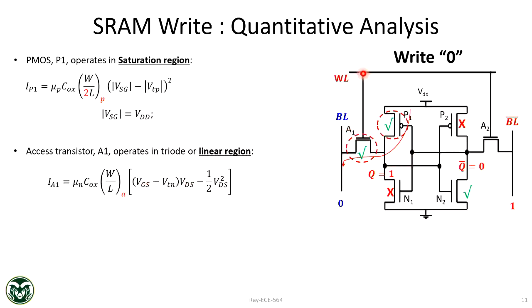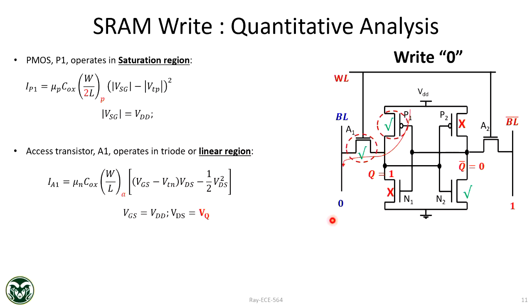Here gate is at VDD, source is at 0 because the bit line is always at 0. So this is VDD. How about VDS? What will be the VDS value? Drain to source, or from here to here. It will be VQ. Yeah, this is where you have to pay attention. So VDS will be VQ, not VDD, because this is VQ, this is ground.